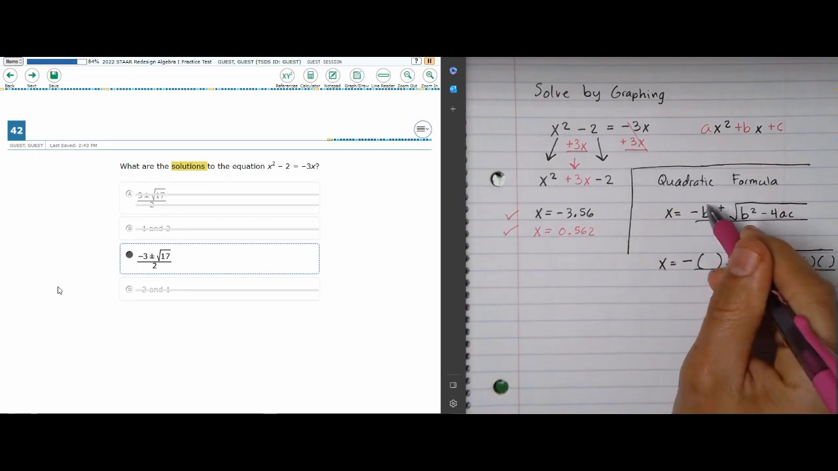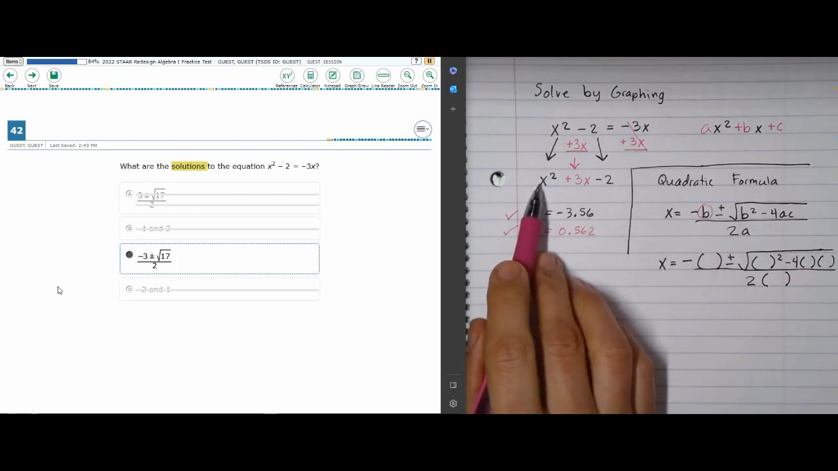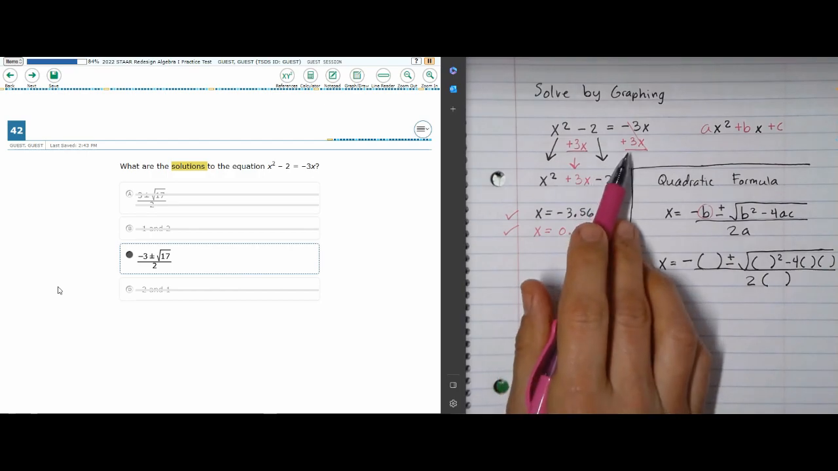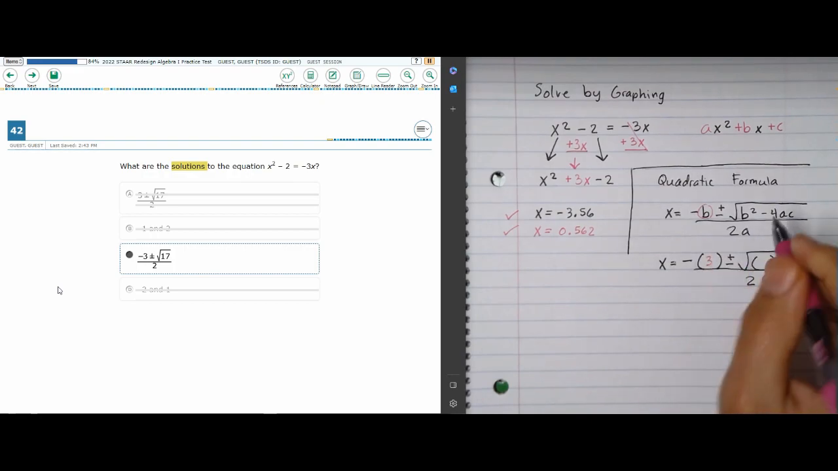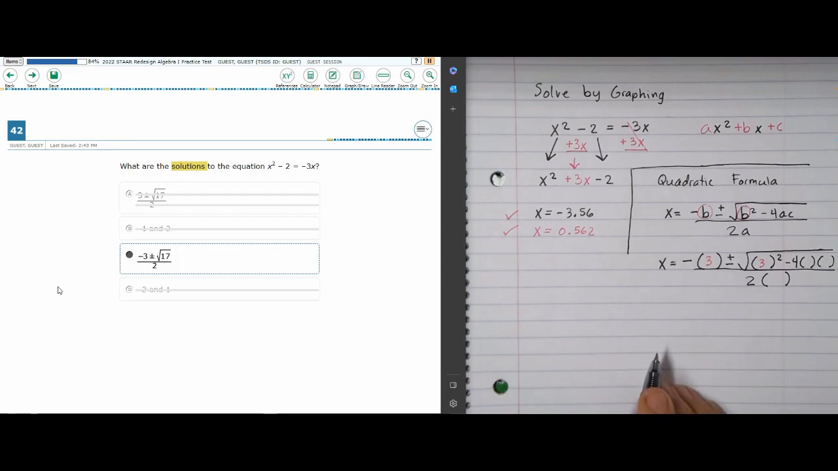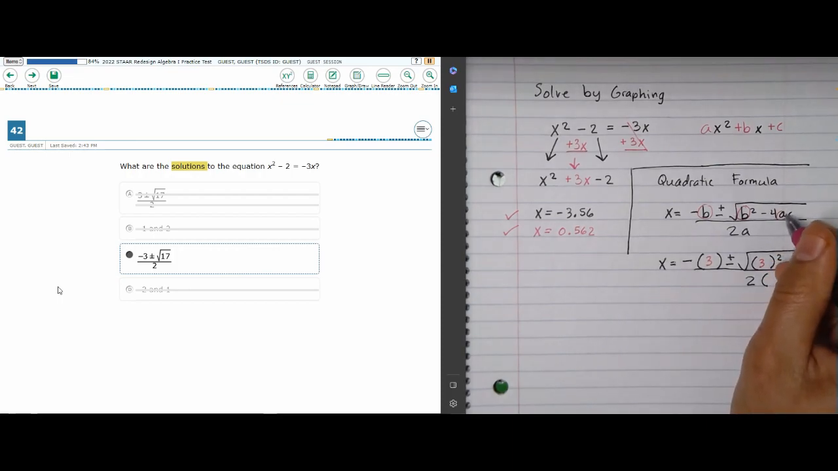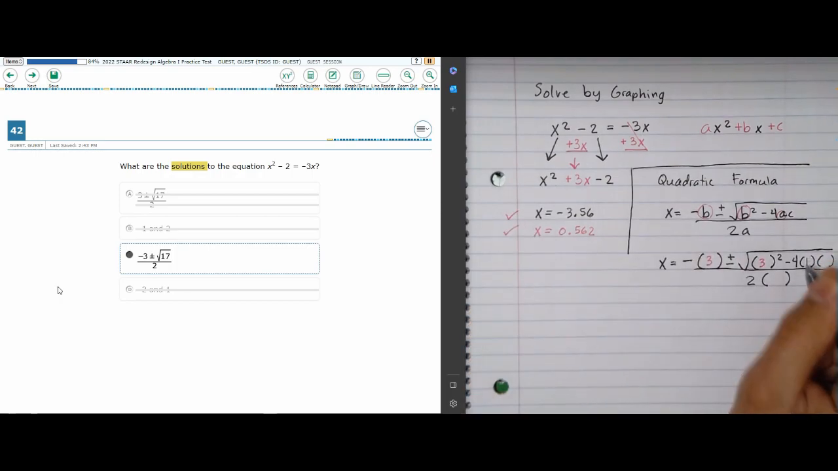So I'm going to circle the letters as I replace them. The first one we're going to replace is the b. We're going to put that in this spot. So if I go back up here, notice I still would have had to convert it. I still had to move the 3x over to do it this way too. My b value is a positive 3. So I'm going to put a 3 in there. This second one is also a b value, so I'll put a positive 3 in there. And then I need to replace the a value. Okay, my a value, in this case, is an invisible 1. So I'm going to put a 1 right there.